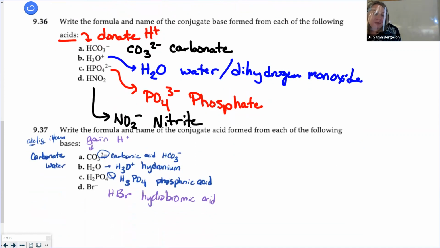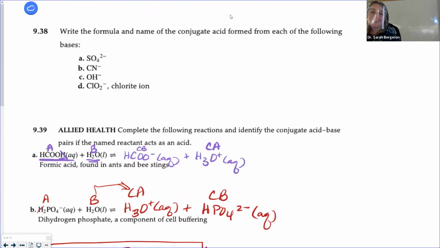Now we're going to do the same thing, except we're going to write the name and the formula of the conjugate acid that's formed from a base. So now we have to go in the opposite direction. If everything here is a base, what is it going to do? It's going to accept what? A hydrogen ion, okay?